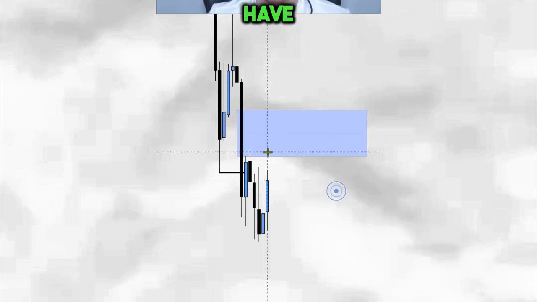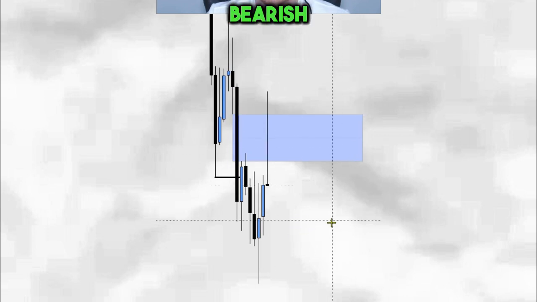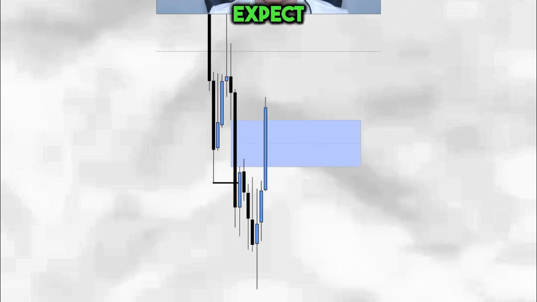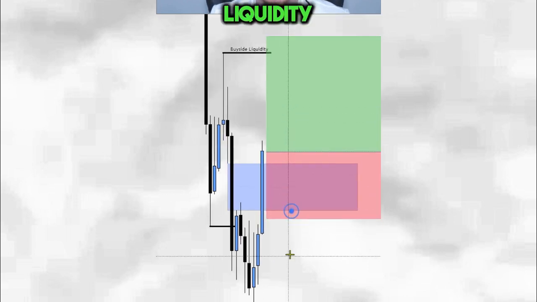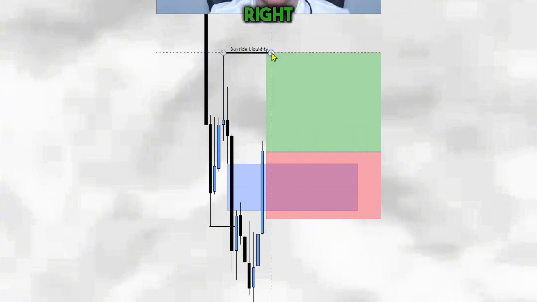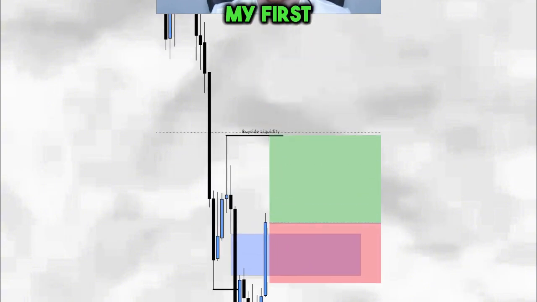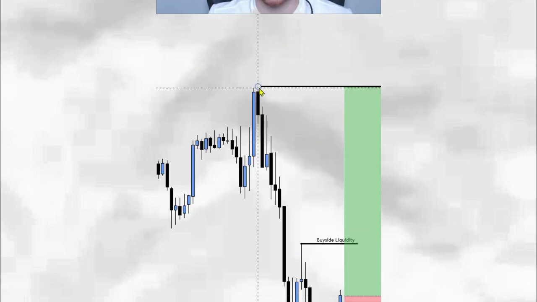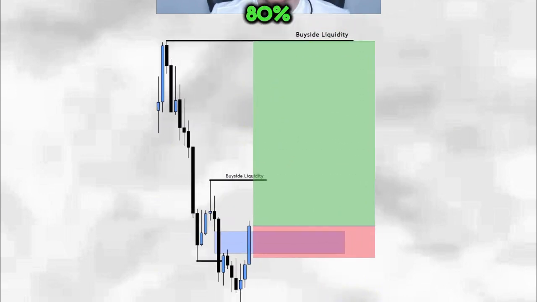So as we currently have this bearish fair value gap, I will wait for a candle close above this bearish fair value gap. This will turn this bearish fair value gap into an inversion fair value gap. What I can now expect is that this inversion fair value gap will take some sort of buy side liquidity resting in the market, and as you can see, we have buy side liquidity right here. So this will be my first take profit in the market. Then my second take profit will be this external buy side liquidity that is resting in the market. This model has over an 80% win rate.